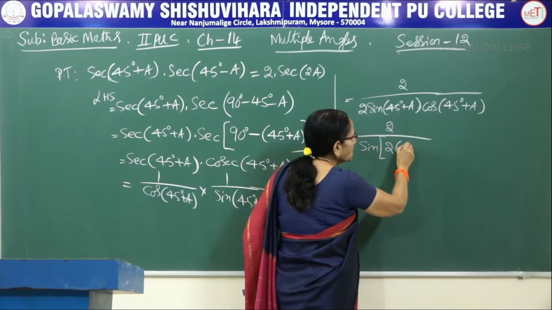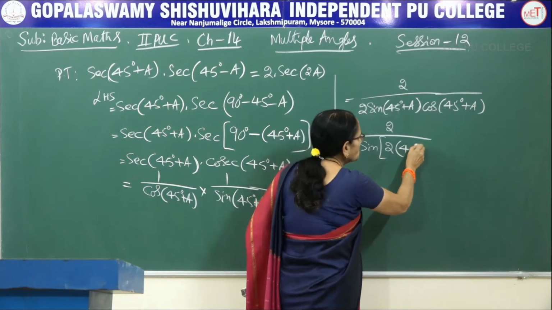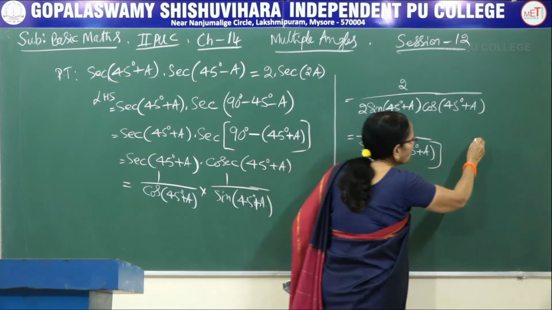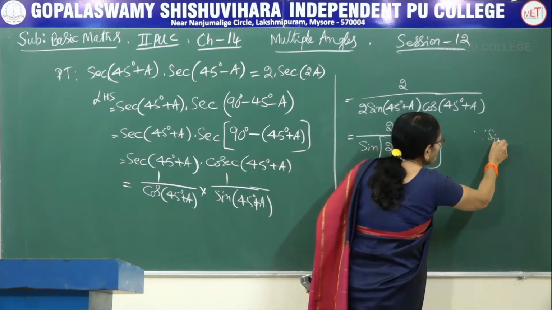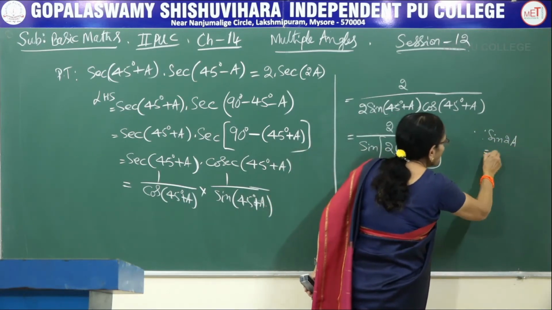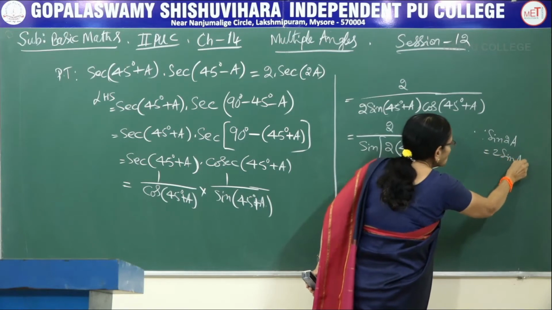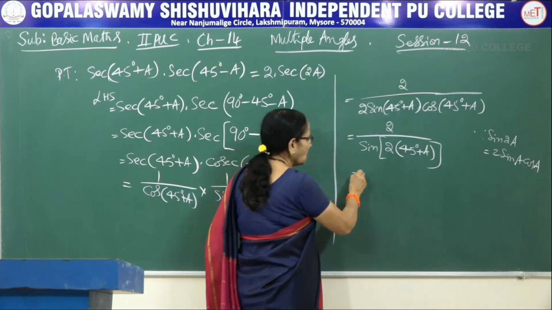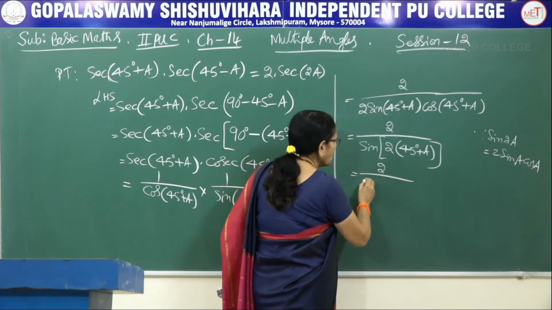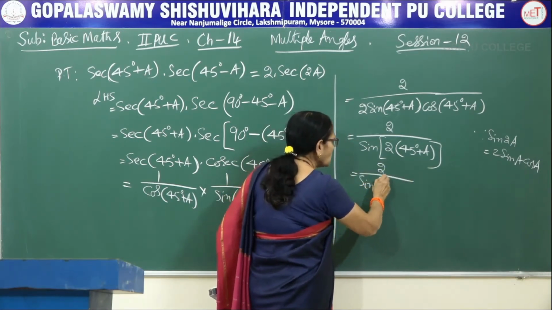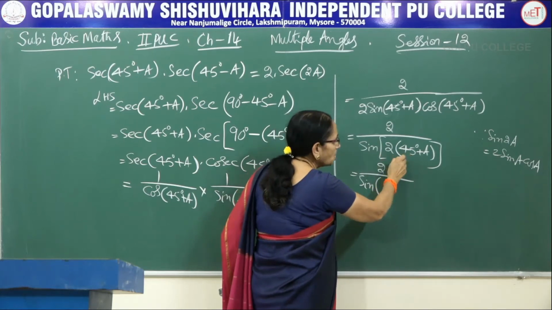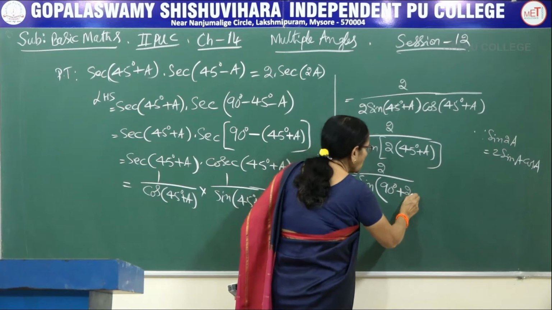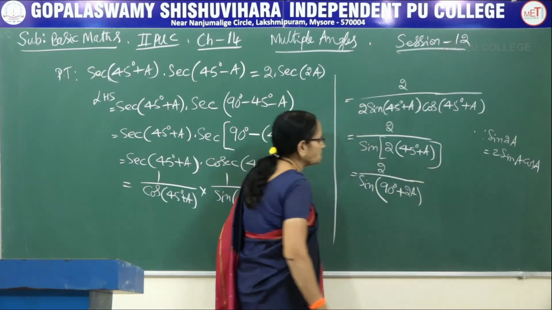Be careful, when there are two numbers, use two different brackets. In the place of a, I am having 45 plus a. Give the reason, since sin 2a is equal to 2 sin a into cos a. Now using that fact, 2 divided by sin of, inside the square bracket you multiply. 2 into 45 is 90. 2 into a is 2a.